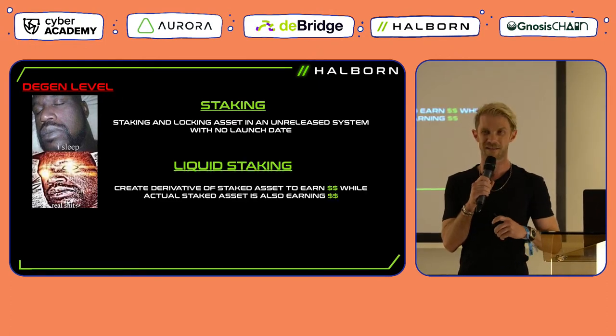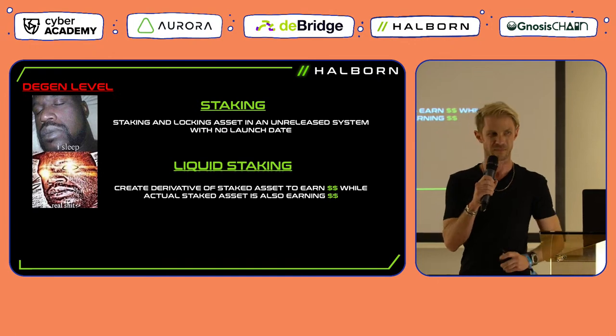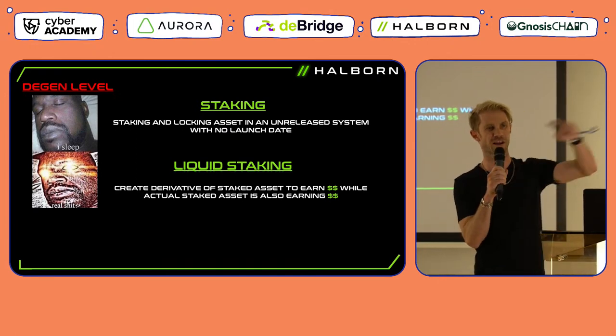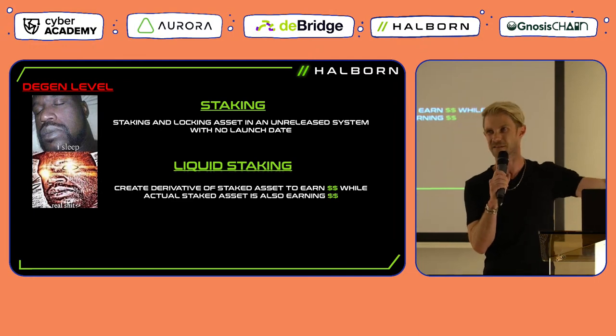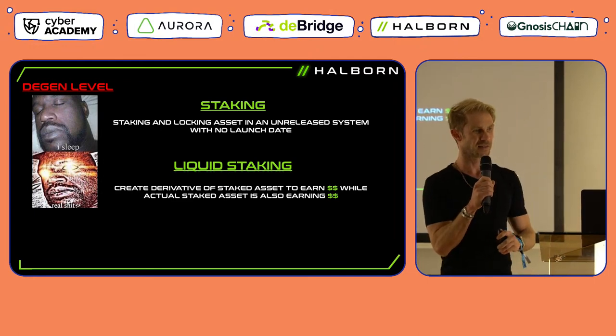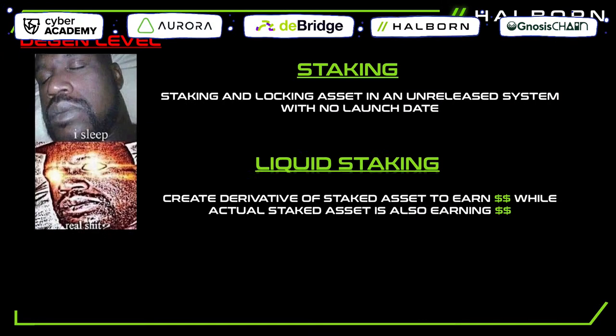Degen level one: liquid staking. Now we're going to create a derivative of that asset that's staked, inside of something like ETH2. It's just sitting there, validating, waiting. I could be making yield, an APY, on that. So let's make a derivative of that and earn some extra money while that asset is still earning validation rewards.